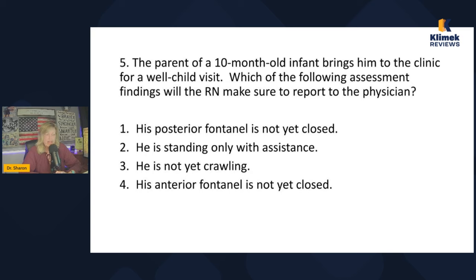He's standing only with assistance. That's okay. Every child is so different. I mean, that's totally fine. The order is they hold their head up and then they roll and then they sit and then they stand and then they walk. Walking sometimes isn't until 12 to 14 months, depending. Some children are early, but 12 to 14 months is walking. So 10 months old, he's standing with assistance. That's totally fine.